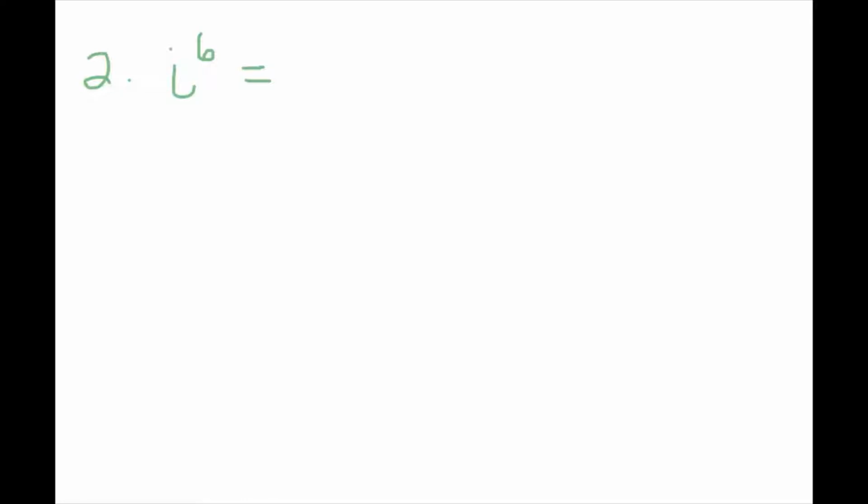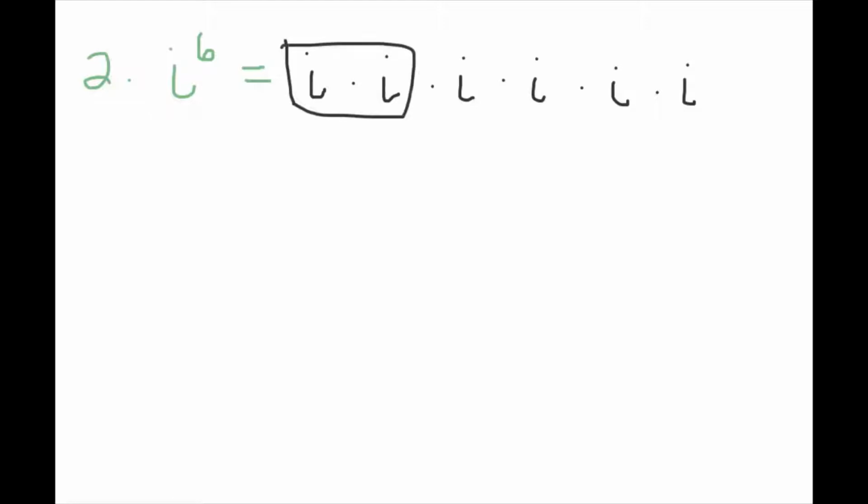If you remember anything from your exponent rules or exponent laws from middle school or freshman year, i to the 6th power means that I'm doing i times i 6 times. 1, 2, 3, 4, 5, 6. So this just looks like i times i times i times i times i times i, right? If I pair these up, that would be an i squared pair, because i times i is i squared. So I've got 3 of these i squared pairs.